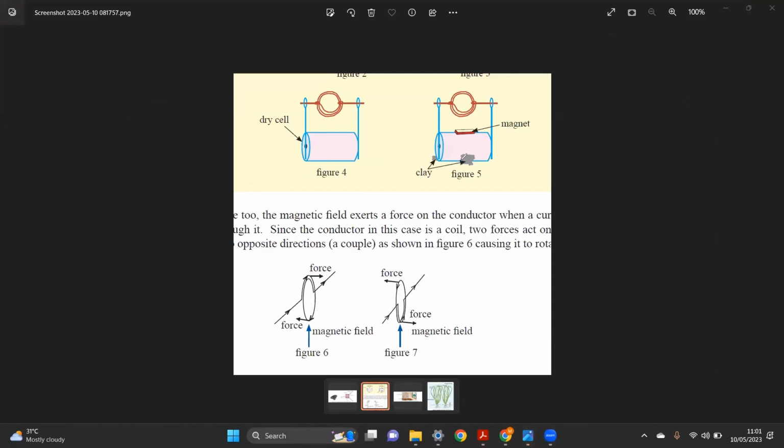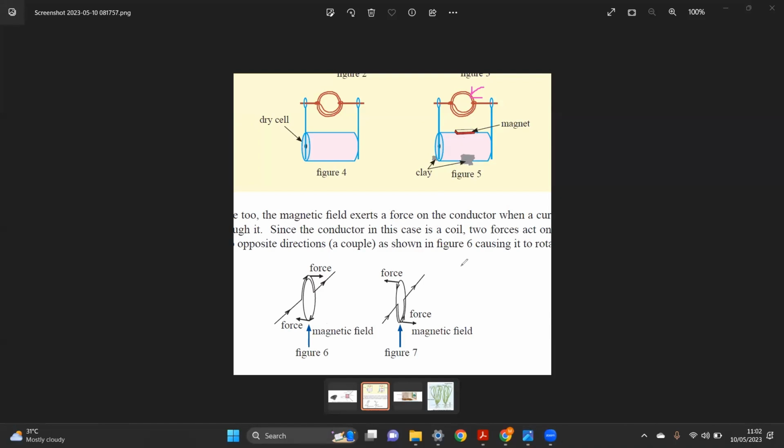So this is a simple setup that they were showing in one of your experiments where you have your battery. You fix a magnet to both ends to create a magnetic field. And then this is your conductor, a wire coil. According to this, due to the presence of the magnetic field and the current passing through this, there's going to be a force exerted on this coil and the coil is going to rotate.